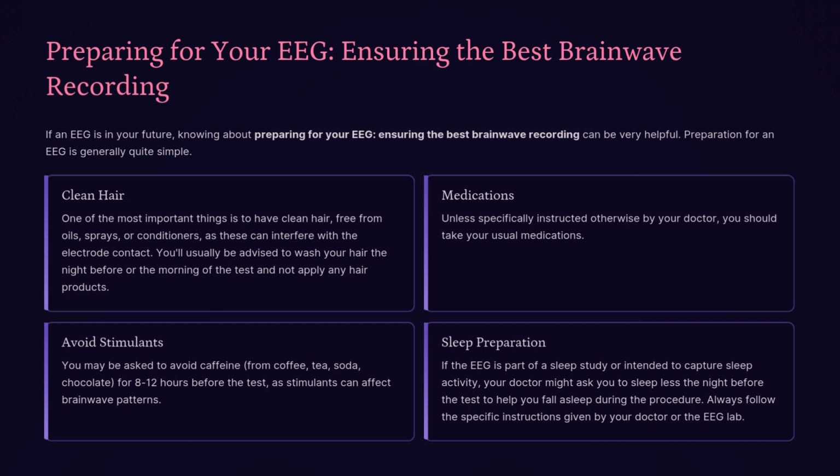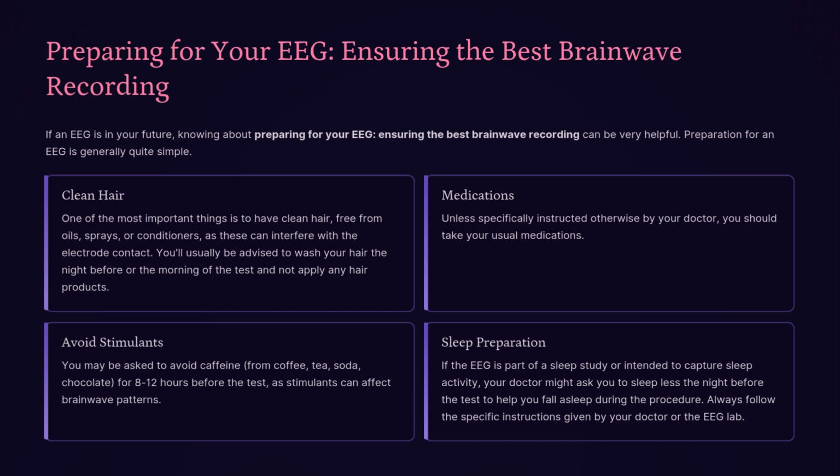Preparing for your EEG, ensuring the best brainwave recording. If an EEG is in your future, knowing about preparing for your EEG can be very helpful. Preparation for an EEG is generally quite simple. One of the most important things is to have clean hair, free from oils, sprays, or conditioners, as these can interfere with the electrode contact. You'll usually be advised to wash your hair the night before or the morning of the test and not apply any hair products. Unless specifically instructed otherwise by your doctor, you should take your usual medications.